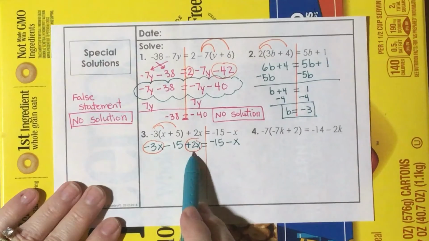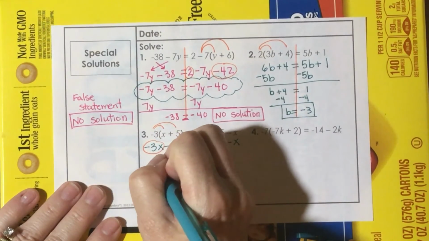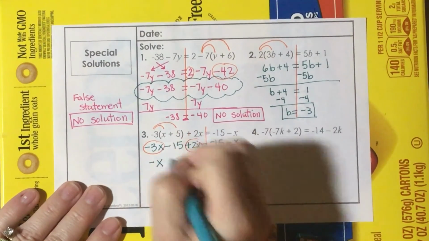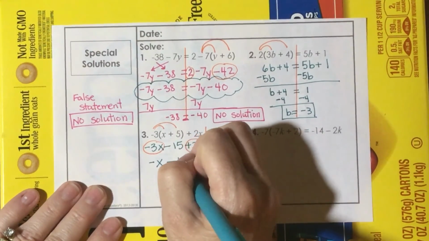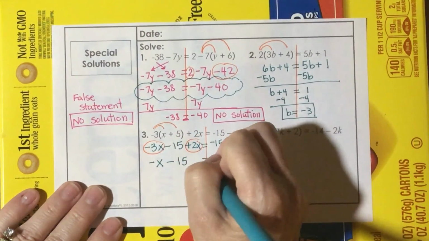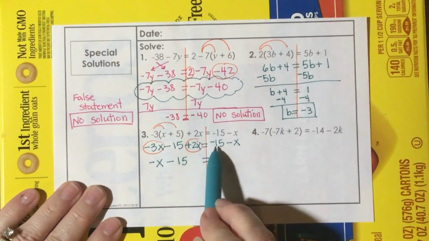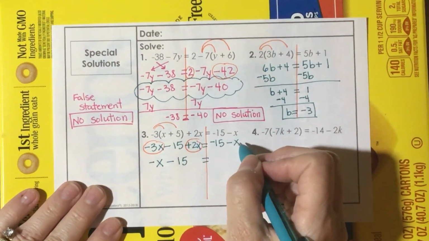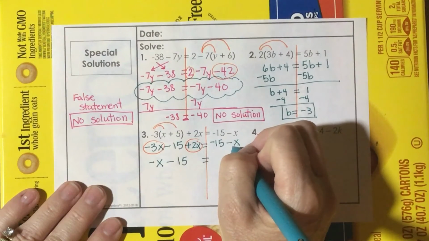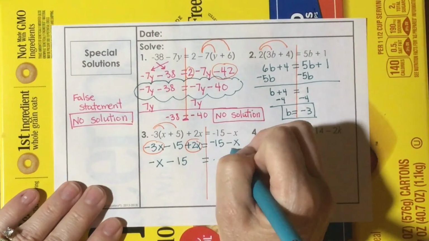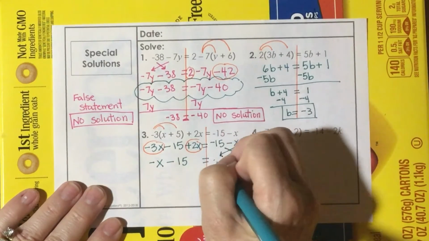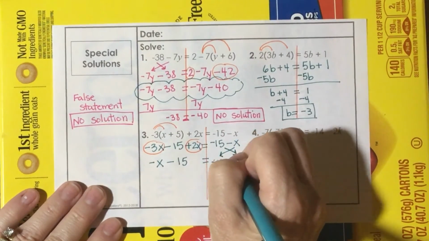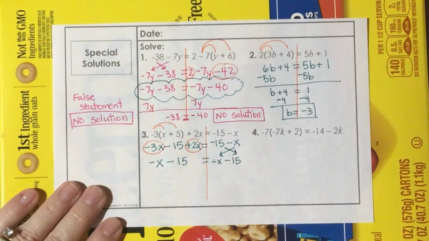So we have a negative 3 and a 2, so that will leave us with a negative 1. I'm not going to write the 1. I'll just have it implied. Minus 15 equals, and on this side I notice that they're not in standard form, so I'm going to use the commutative property again, and I'm going to switch the order. I'm going to put the negative x first and the negative 15 second. So negative x minus 15.